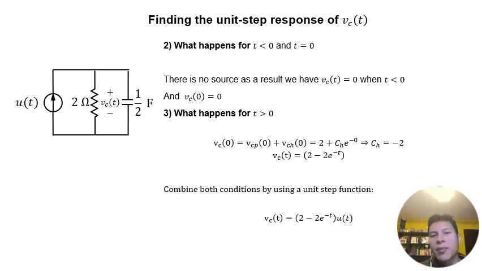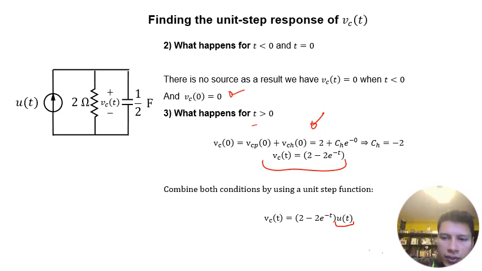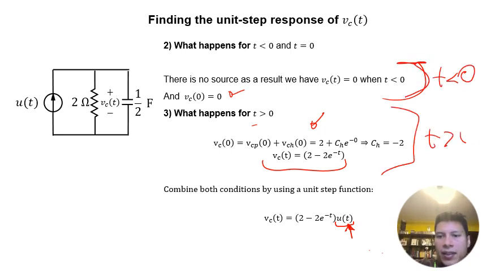Okay, I got a little bit ahead of myself. So for time less than 0, all quantities are 0. For time greater than 0, this is the answer. So we're going to multiply our solution by the unit step function to make it 0 for time less than 0, and 2 minus 2 e to the negative t for time greater than 0. This effectively takes care of the fact that we have a different solution for time less than 0 than for time greater than 0.